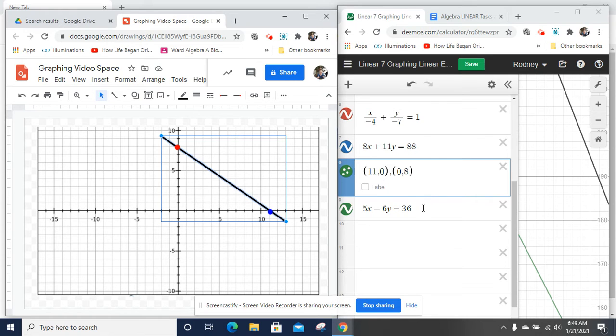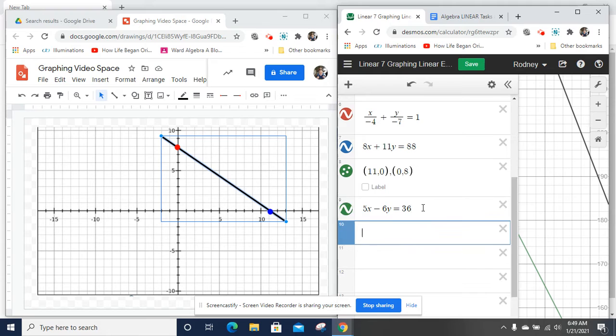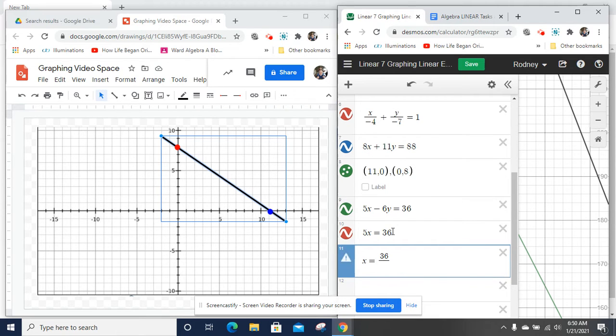Now, the next one, they make it a little more complicated because one of our intercepts is not going to be a neat and tidy point. So let's work out what our intercepts are. To find the x-intercept, I ignore the y term, and I just do 5x equals 36, and I solve for x. x will be 36 over 5, which is 7.2.